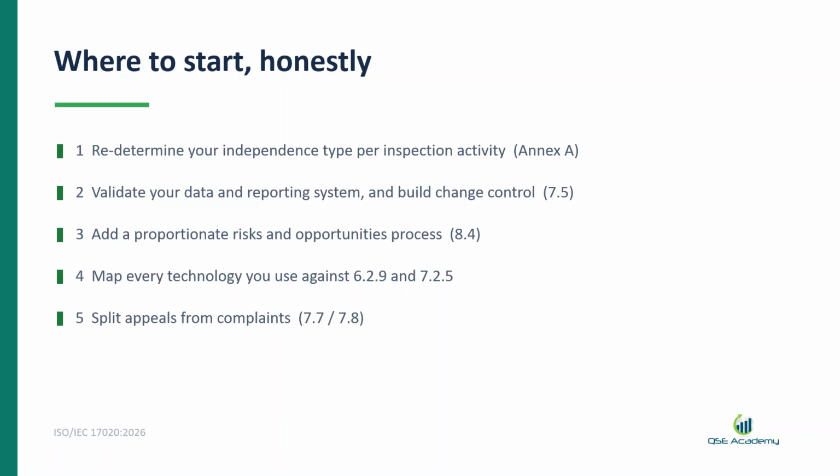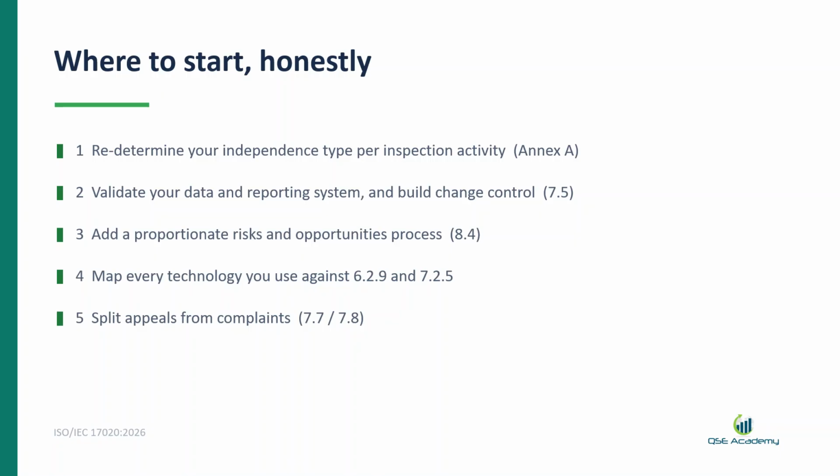1. Redetermine your independence type per inspection activity against Annex A. It affects your structure, so it goes first. 2. Validate your data and reporting system and build a change control record for it. This is the requirement with the longest lead time because it often involves your software supplier.